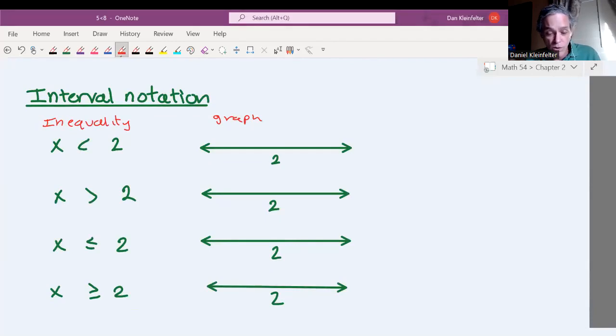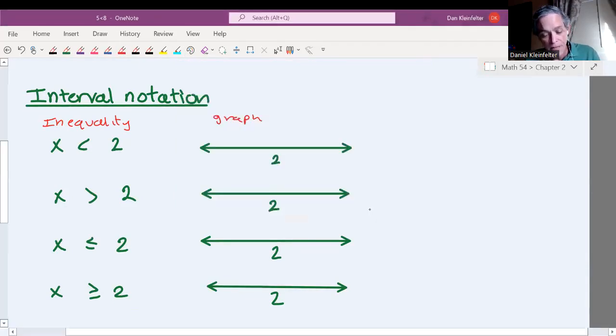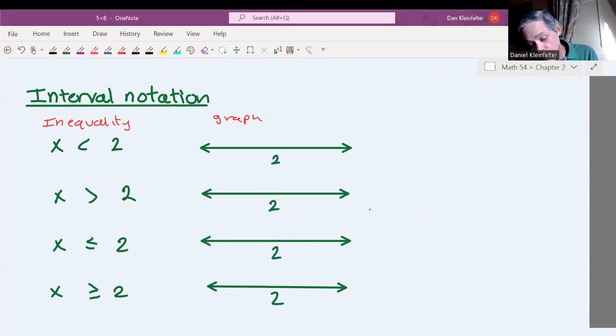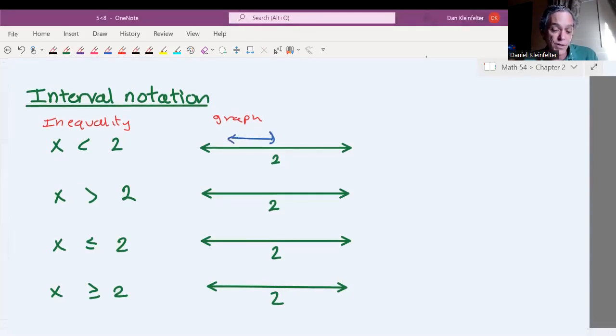And so how we'll do the graphs for this, let's put the graphs up first. They're all relative to 2. I wanted to make that part the same. So for x less than 2, it'll be a round parenthesis and all the numbers to the left of 2. For x greater than 2, it'll be the numbers from 2 to the right. And here, notice again, we're using parentheses because they're strict inequalities.